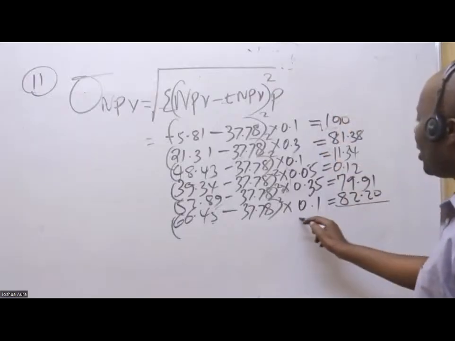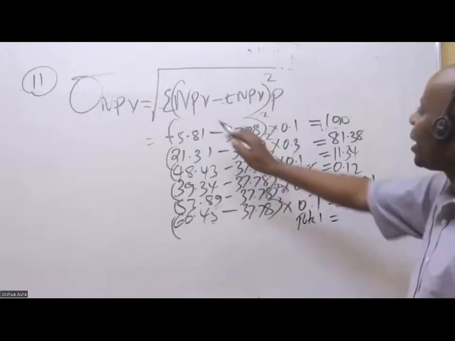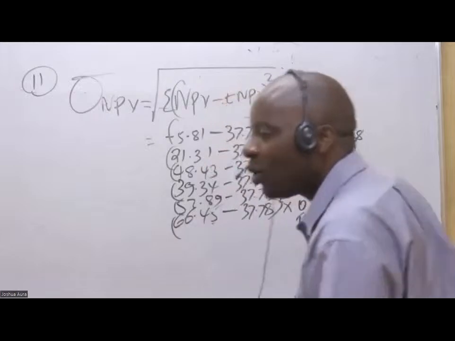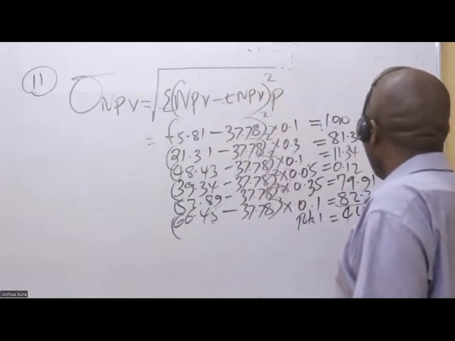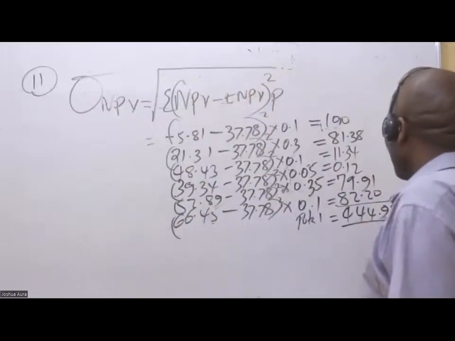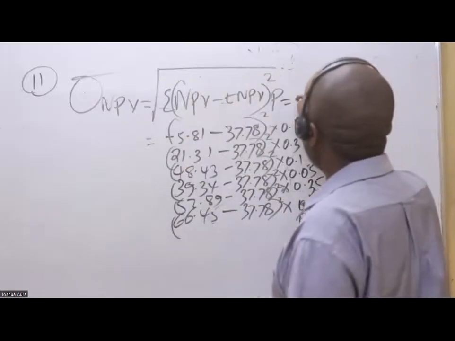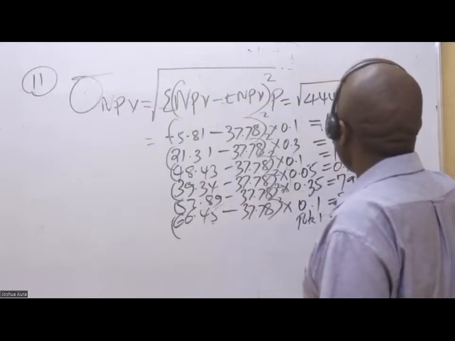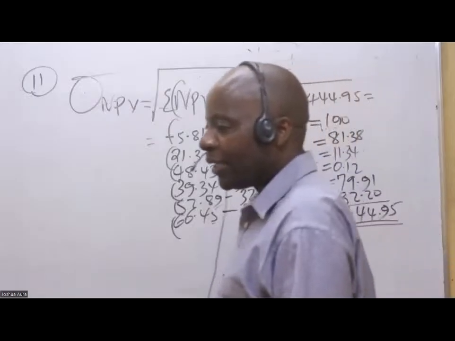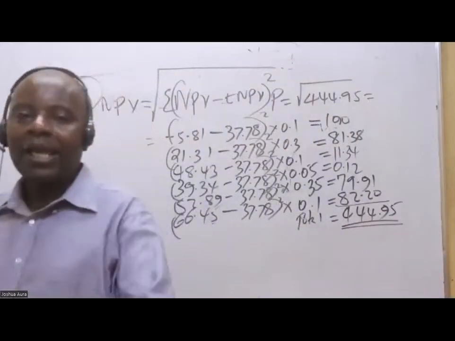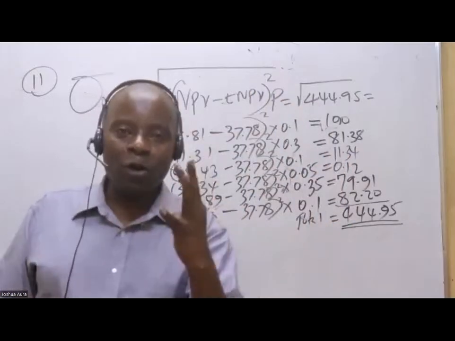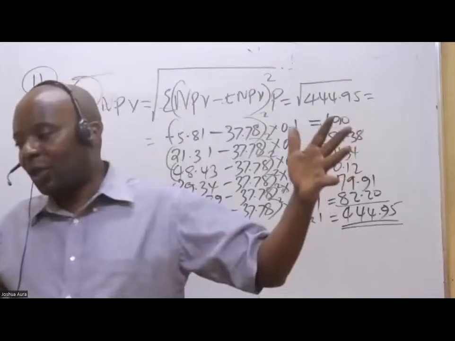So could you kindly give me the total here, which is the variance as per this summation. The total is 444.95. Now, ladies and gentlemen, after that, please give me the square root there. Is there somebody who can give me the standard deviation? The standard deviation is 21.09. Any student who was able to reach up to here got a cool 4 plus 4, a cool 8 marks.